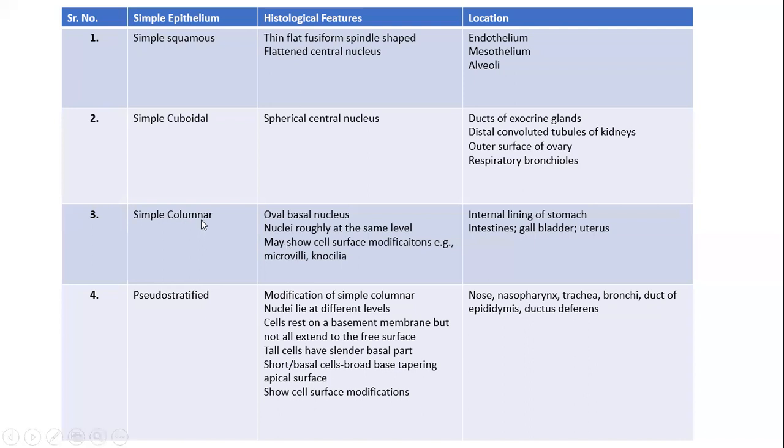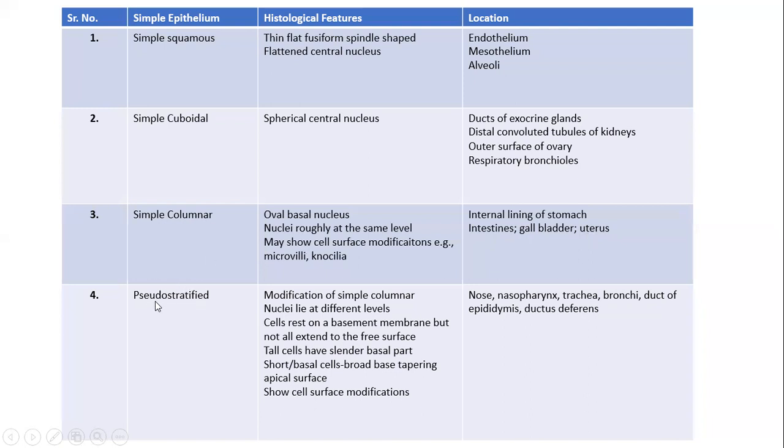This type of epithelium often shows certain cell surface modifications, again a separate topic, which will be covered later on. And these surface modifications include microvilli and cilia. Simple columnar epithelium is found lining the stomach, that is, most of the gastrointestinal tract, gallbladder, and the female internal genital organs like the uterus.